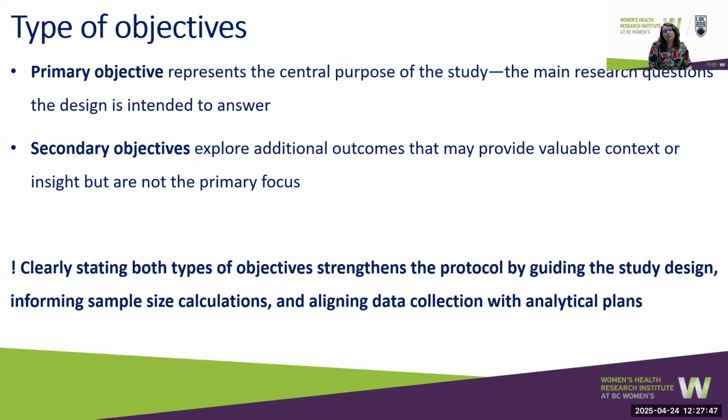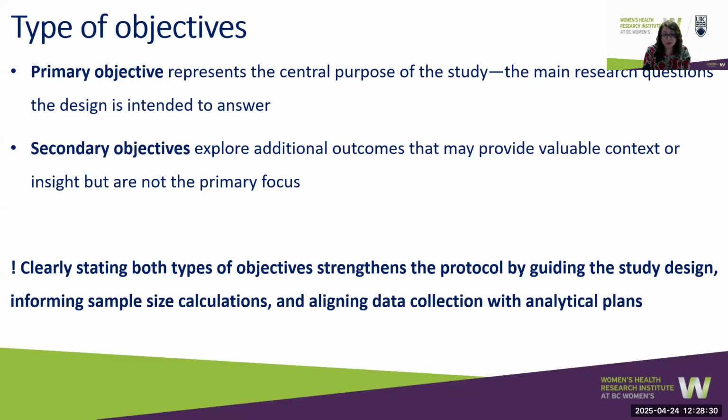But my secondary objective will be, I would like to learn about women who maybe had a miscarriage but after that had one baby, whether they will have another baby. So basically the incidence of having an additional child. Yes, that can be a secondary objective. Clearly stating both types of objectives will strengthen your protocol and guide your study design. Based on the objective you want to study, you will be able to do an informal sample size calculation and align your data collection with your analytical plan.